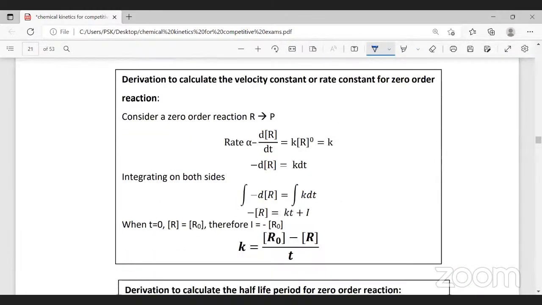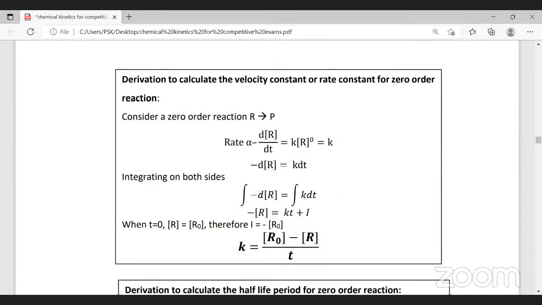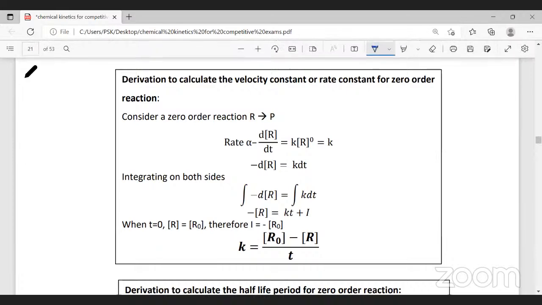Now, I told you a few derivations we have to learn. It is very simple to understand this derivation. Before we understand the derivation, how do we define the rate of a reaction? What is the definition for rate of a reaction? It is defined as the ratio of change in concentration with respect to time.